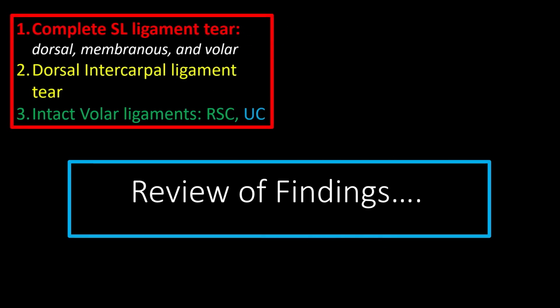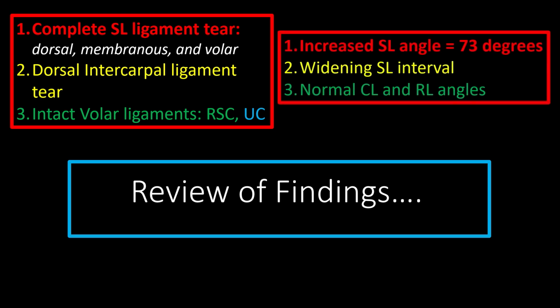So let's review our findings. We have a complete tear of the scapholunate ligament, both its membranous and dorsal, which is that strongest component, and volar bands. And we have a tear of that dorsal intercarpal ligament, but our volar ligaments are intact. On plain film, we have a widened scapholunate angle, or increased angle, a widened scapholunate interval, but the congruency or the linearity of the capitate, the radius, the lunate, of course, those are all still intact.